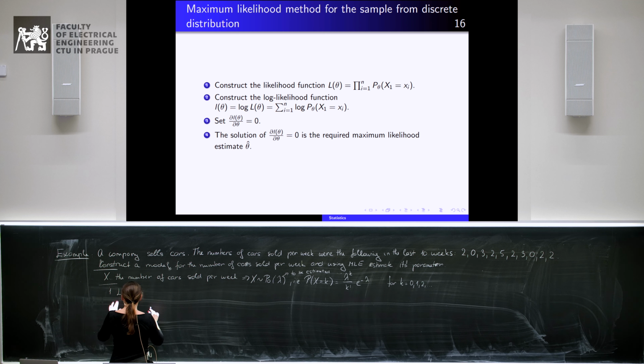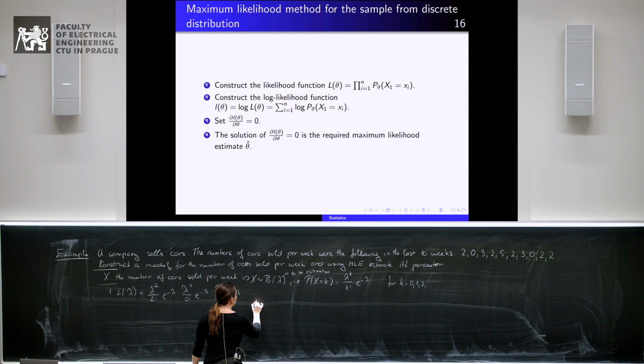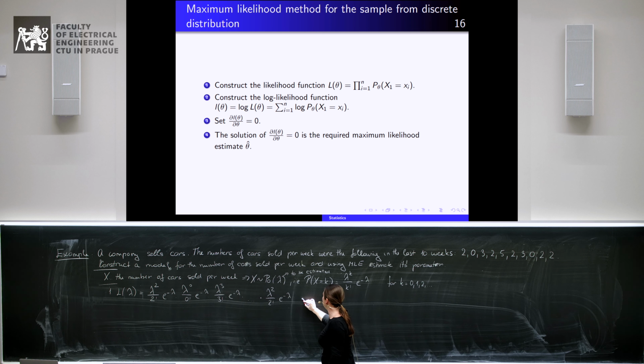So it means that we have lambda powered by the first value over the first value factorial times e powered by minus lambda, times lambda powered by 0 over 0 factorial times e powered by minus lambda, times lambda powered by 3 over 3 factorial times e powered by minus lambda, times and so on, times the last value is 2, so lambda powered by 2 over 2 factorial times e powered by minus lambda.